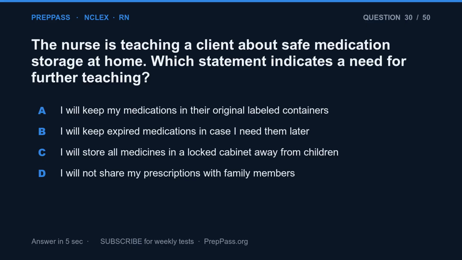Question 30. The nurse is teaching a client about safe medication storage at home. Which statement indicates a need for further teaching? A. I will keep my medications in their original labeled containers. B. I will keep expired medications in case I need them later. C. I will store all medicines in a locked cabinet away from children. D. I will not share my prescriptions with family members.